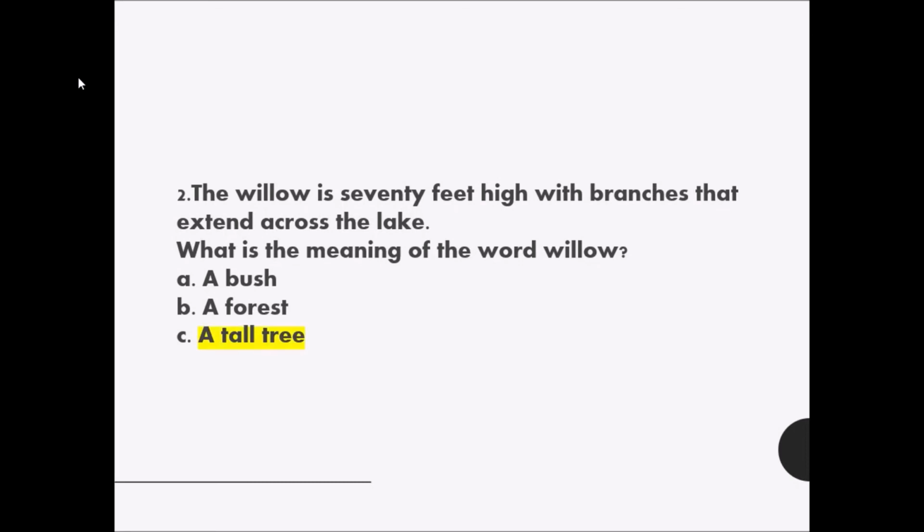If you said C, a tall tree, you are correct. So for this one, I'm going to use our strategy of an example. So I'm reading through this, and it says that the willow is 70 feet high with branches. So I'm going to use the word branches for my example. So I know trees usually have branches, so I'm going to get rid of a bush. But then a forest has trees, and they have branches, but they were talking about one willow, and a forest has a bunch of trees. So C is only talking about one tree, so that's the reason why C is the best answer and why C is correct.